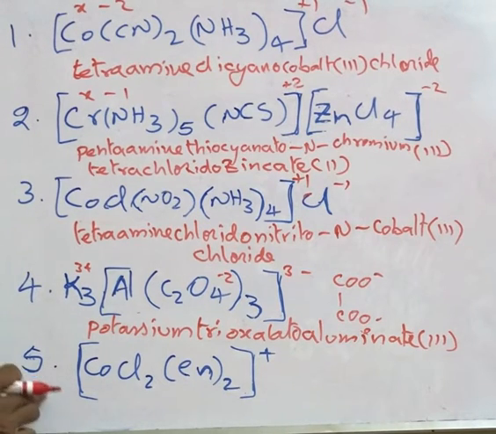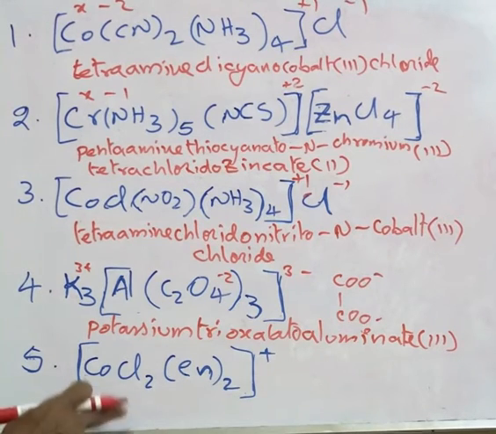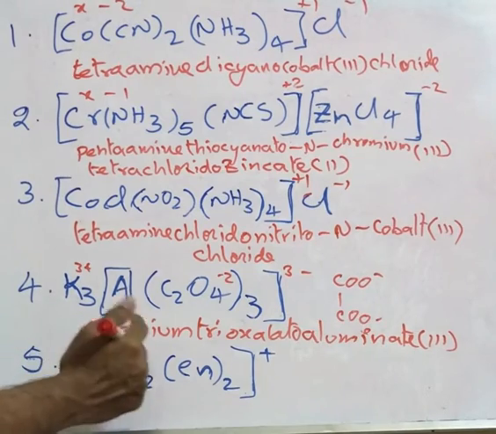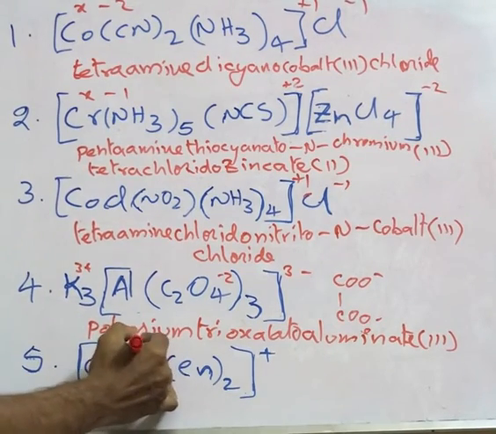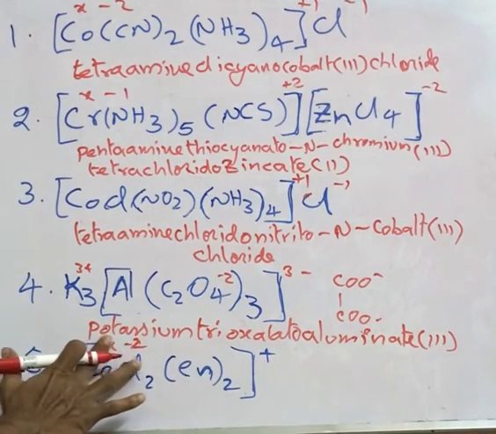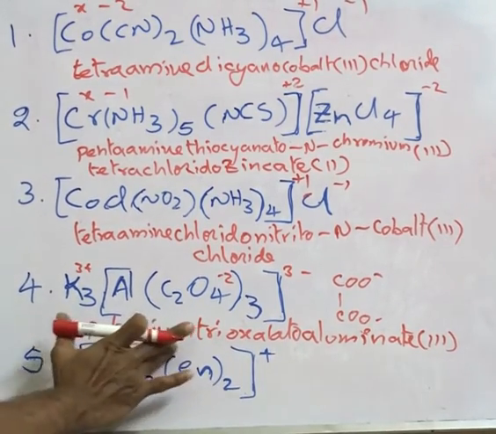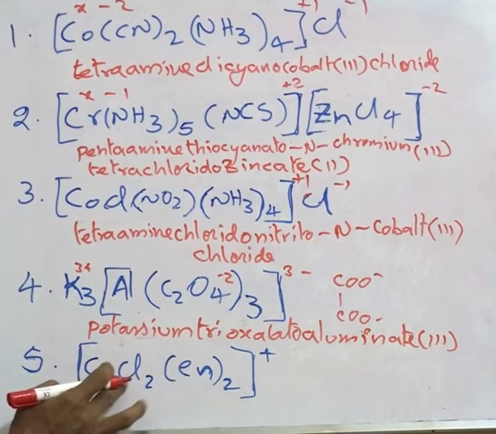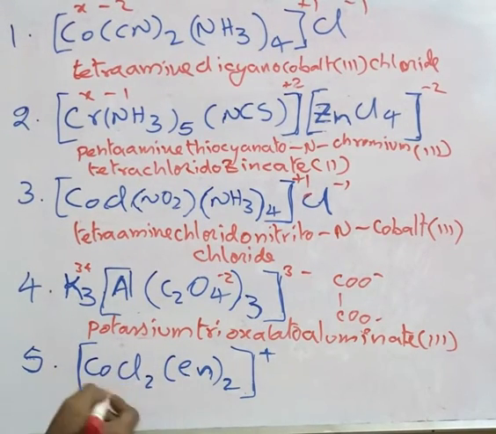Similarly, the next one is ethylene diamine, en, ethylene diamine. It is once again a neutral ligand. Chlorine is -1, so 2 chlorines is -2. X -2 equals 1, so X equals 3. So the cobalt oxidation state here is 3. Here ethylene diamine and chlorido are the ligands to be named.